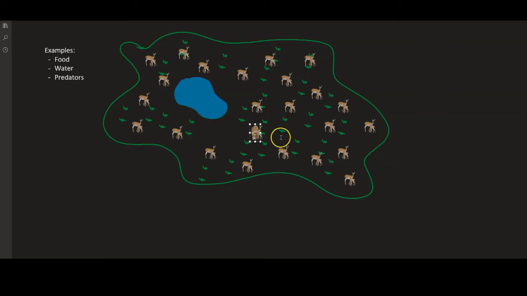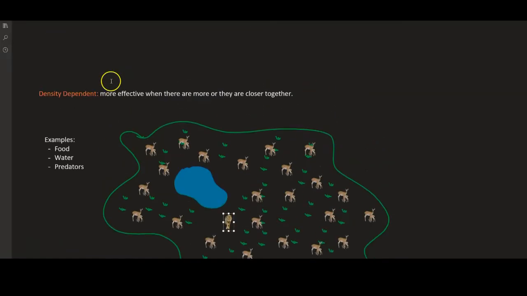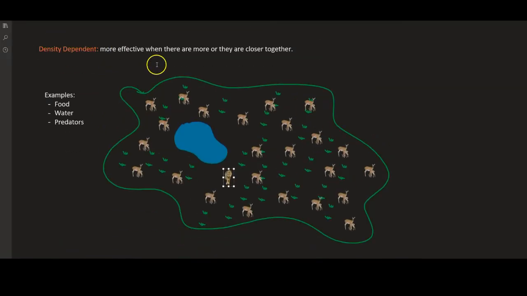Or are they more likely to find their prey when there are fewer of them? Think about that. That's really what we're talking about when we talk about density dependent. It will be more effective, meaning they can limit the population faster if there are more of them, or they are closer together. If you only had 5, but they are all right next to each other, the wolf would still have an easier time getting to them. Right? Especially if there are more wolves.